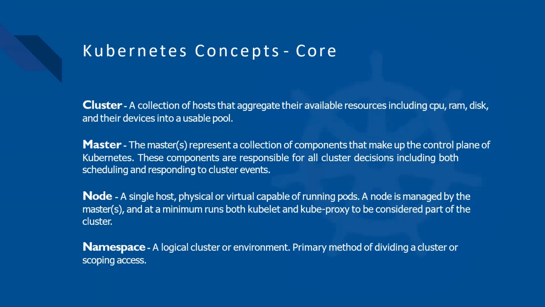And namespace. Namespace is very important. Namespace is a logical cluster for environments, the primary method of dividing a cluster into groups. Whenever we create pods, you can run different applications in one Kubernetes with the help of namespaces. Whenever you define a namespace and run the pods, their scope will be defined by that namespace only. They will not interfere with other pods. So you can run production and stage environments in one Kubernetes environment with the help of namespace logic. That's a very important one.